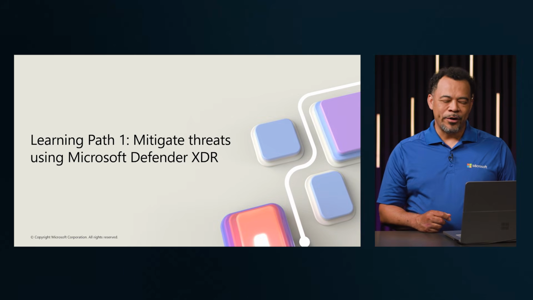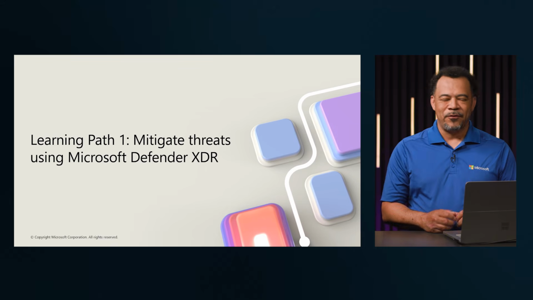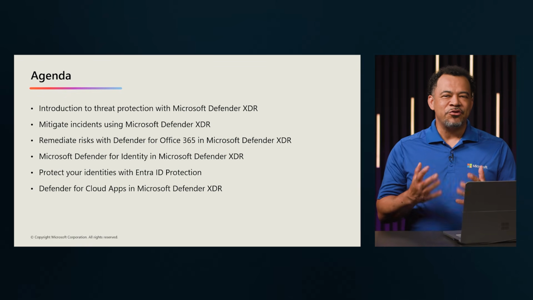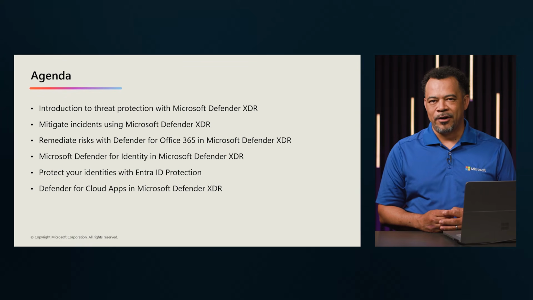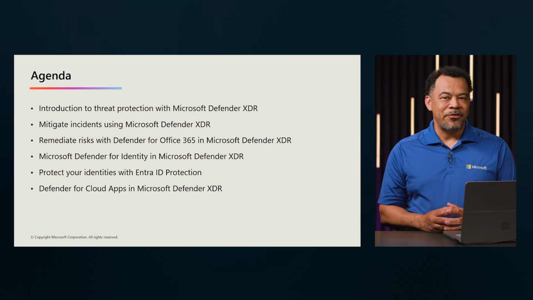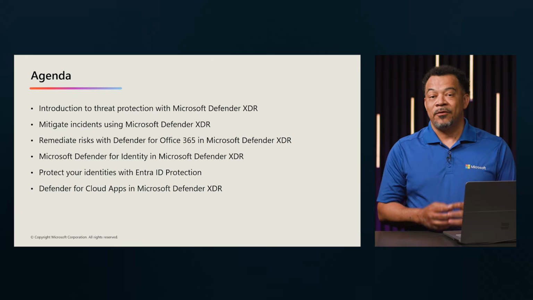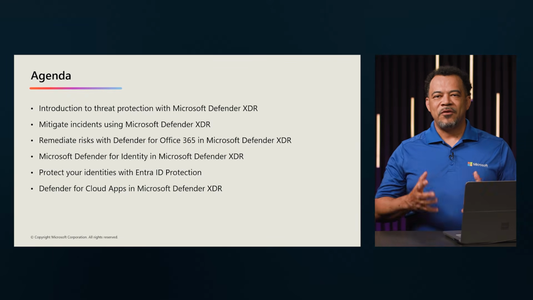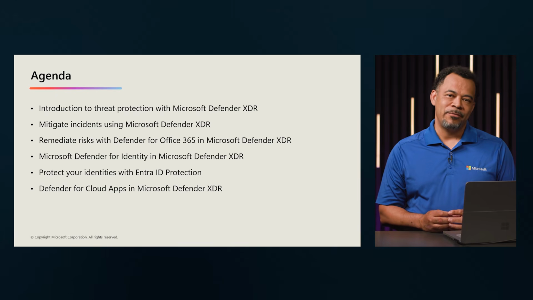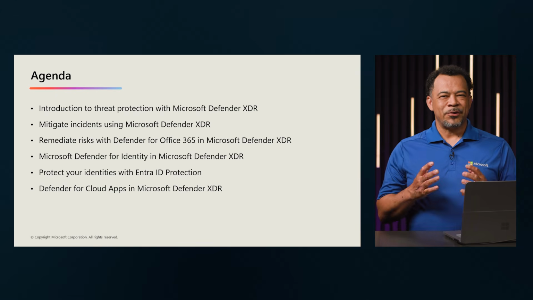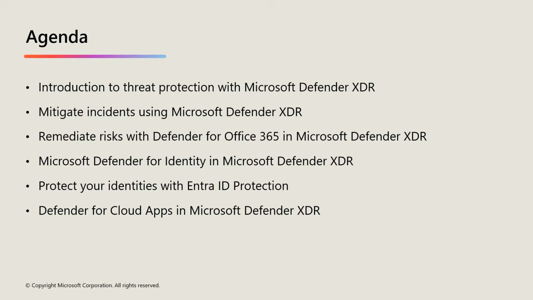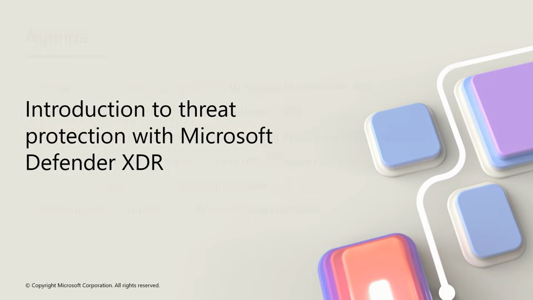In our first learning path, we're going to look at mitigating threats using Microsoft Defender XDR. So what are we going to cover? Well, in this, we're going to look at the introduction to threat protection with Microsoft Defender XDR. We're also going to look at mitigating threats using Microsoft Defender XDR. We're going to look at remediating risks using Microsoft Defender for Office 365 and Microsoft Defender XDR. We'll look at Microsoft Defender for Identity and how we can use it with Microsoft Defender XDR. We'll look at protecting your identities with Entra ID protection. And finally, we'll look at Defender for Cloud Apps in Microsoft Defender XDR.